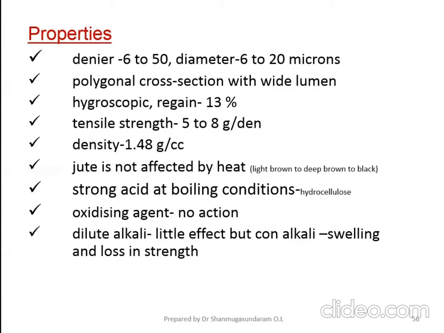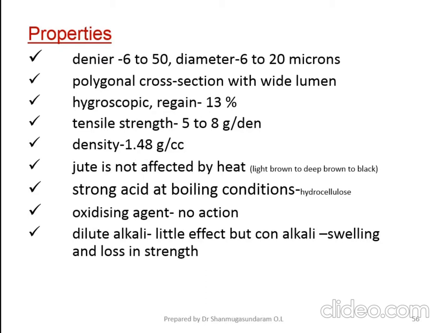Okay. Then coming to the next, dilute alkaline treatment. When the flax fiber is treated with alkali, that is either sodium hydroxide or sodium carbonate, what will happen? Little effect. But with concentrated alkali, it swells the fiber and the fiber loses its strength. So that is the reason I told you, while chemical retting, the concentration of the sodium hydroxide has to be kept at a particular concentration. Otherwise, what will happen?